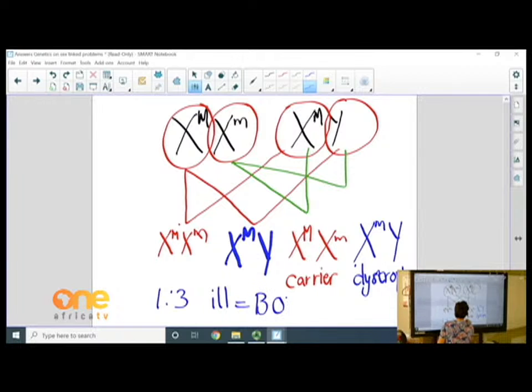Therefore, class, they normally say that it is the mum that carries the disease to her son. If the mother is a carrier and the dad is healthy, it's only the X on the mum that will be the gamete that's carrying it to the boy. I hope that you do understand that.